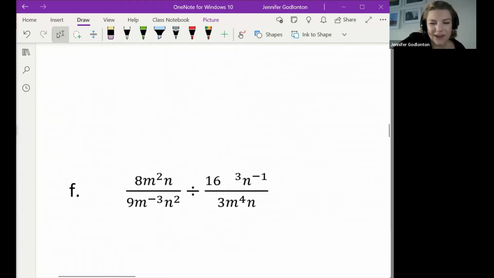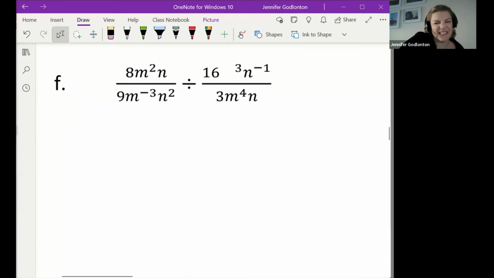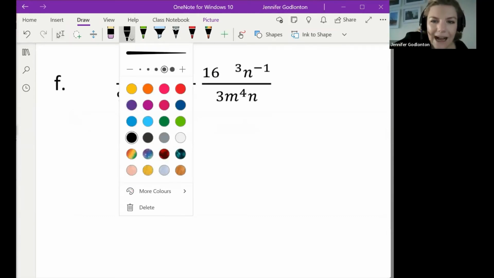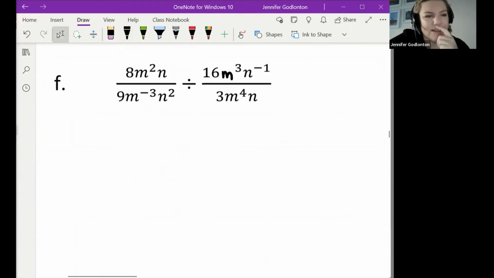Which one do I want to give you guys? Let's do one more, and let's make this one nice and easy. Oh, I'm missing a variable. My variable went hiding. There we go. Okay, one last one for tonight.